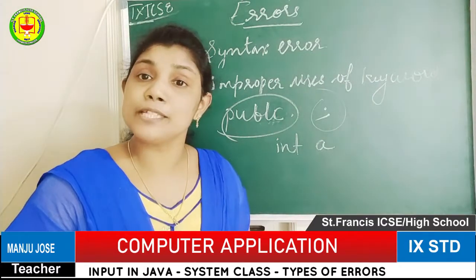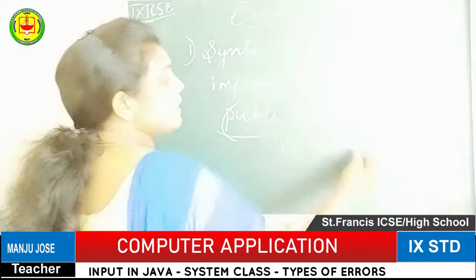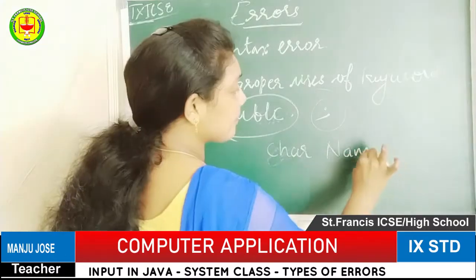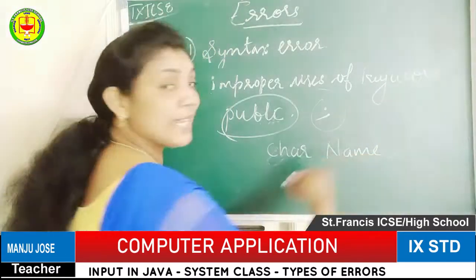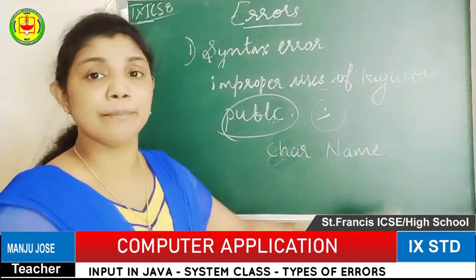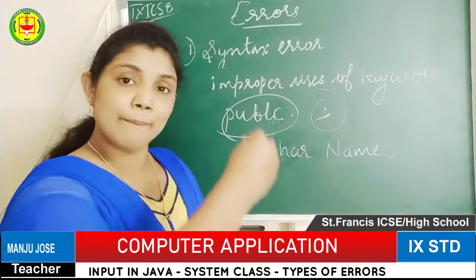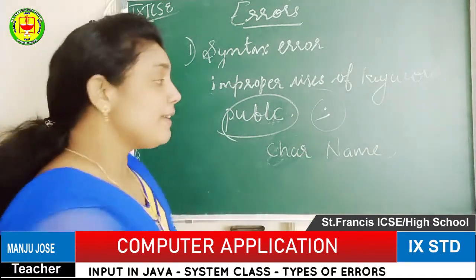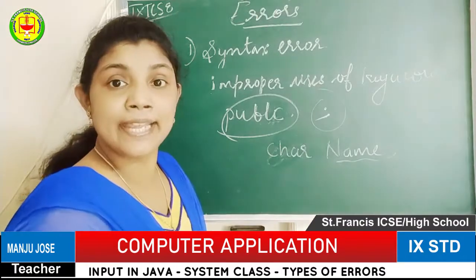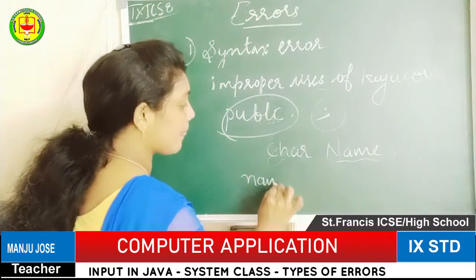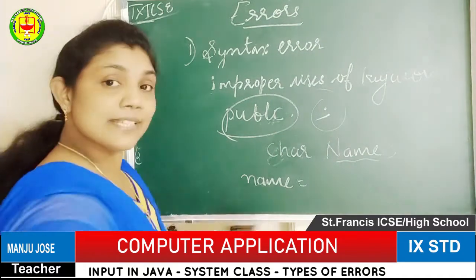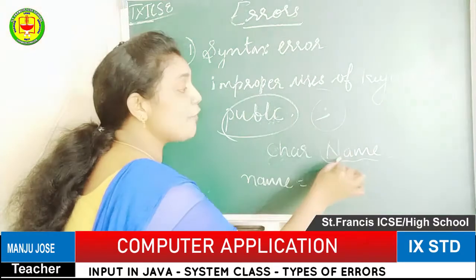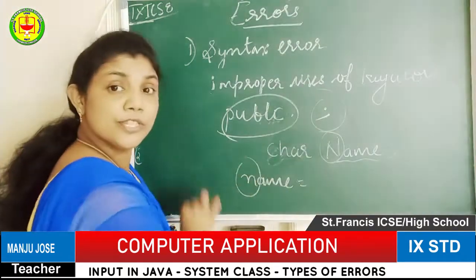And case mismatch means, for example, I have declared a variable with a capital N, name. While writing the program, after three or four statements, I wanted to use the same variable again and I used a small letter n. Both have the same spelling and the same name, but there is a difference: here we have used a capital letter, here only a small letter.